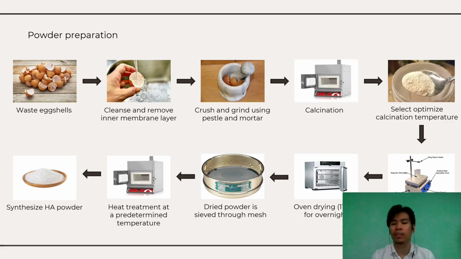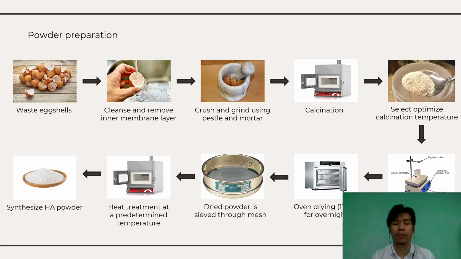It is then subjected to calcination to produce pure calcium carbonate to be used as calcium precursor. The optimum calcination temperature will be selected based on the phase purity shown at the XRD diffractogram. That completes the calcination process. It is then to start the solid-state reaction.